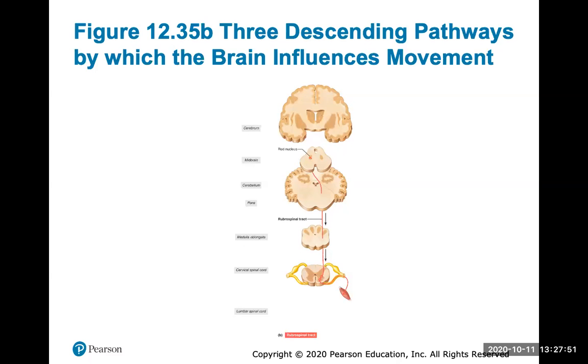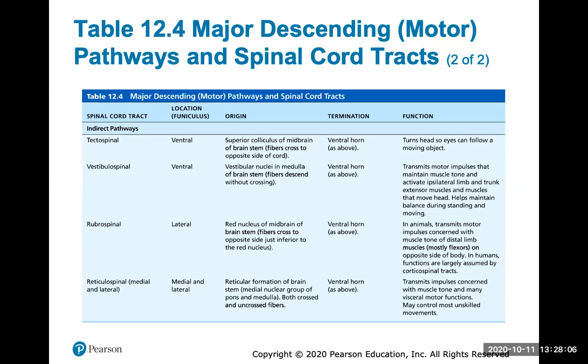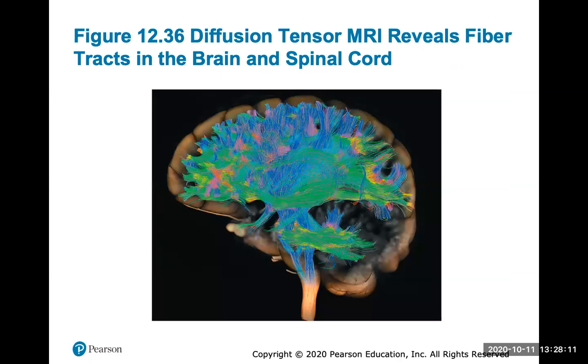This shows you just in general how these indirect pathways will descend through the rubrospinal tract. And again, just know the difference between what a direct pathway is in general, again, there's two types of them, and the indirect pathway in general, but you don't need to know each specific indirect pathway.